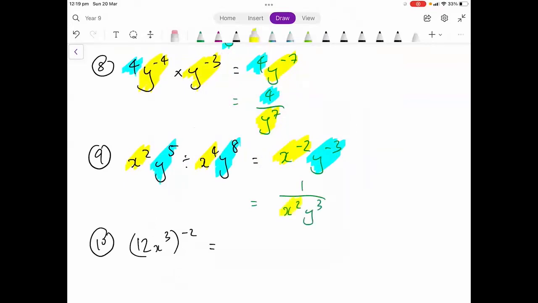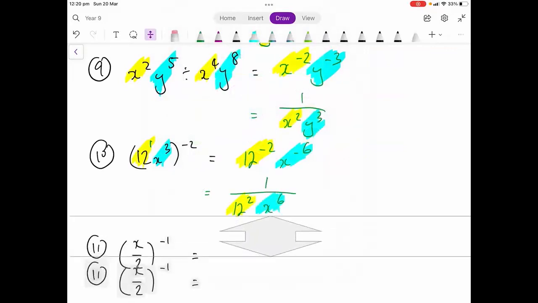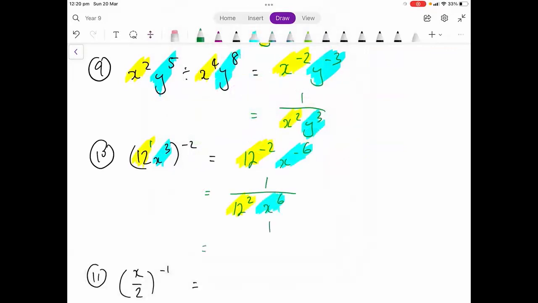Question 10, put your invisible 1 there as a power of 12. Expand those brackets. You see that both of those now have negative powers. So we move both of them to the denominator. So it becomes 1 over 12 squared x to the power of 6. That's very close to finished. You can just write 12 squared in a slightly better way. So it becomes 1 over 144 x to the power of 6.